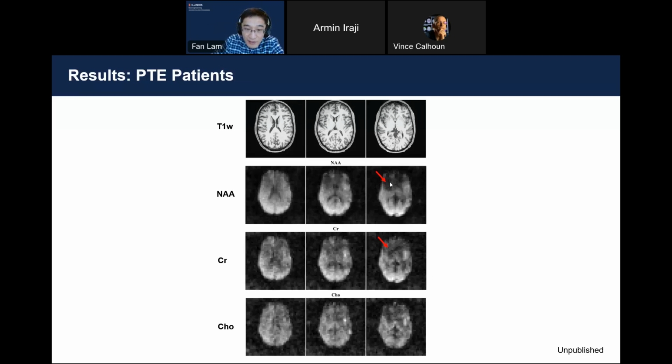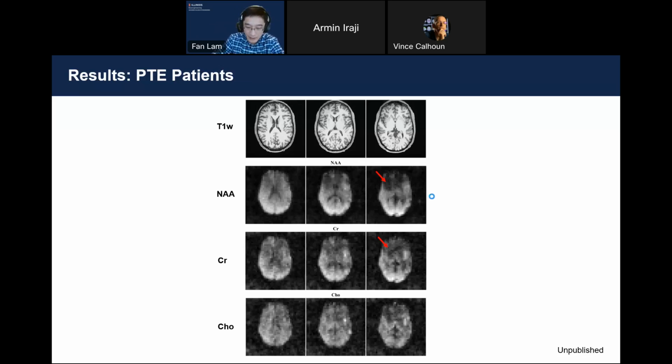And you see a significant reduction of NAA level, but you don't see that in the creatine, not so much in the choline. So if you look at the ratio between different molecules, you actually identify a very interesting abnormality that's not revealed by anatomical imaging. So a very interesting case.